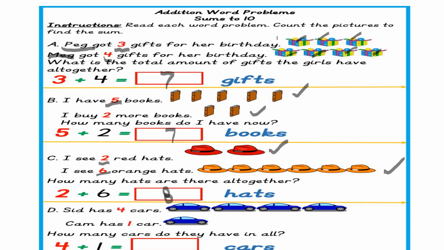Sid has 4 cars. Sid is the name of a boy. कितनी cars हैं उसके पास? 4 cars. Cam has 1 car, right? अब Cam is the name of another boy. How many cars does he have? 1 car, right? So, how many cars do they have in all? अब दोनों के पास, सिड के पास 4 कार्स है, कैम के पास 1 कार है. टोटल नंबर ऑफ कार्स कितनी है? ऑब्वियसली 4 plus 1. 4 plus 1, 5. 1, 2, 3, 4, 5. Total number of cars are 5. So 4 plus 1, 5.